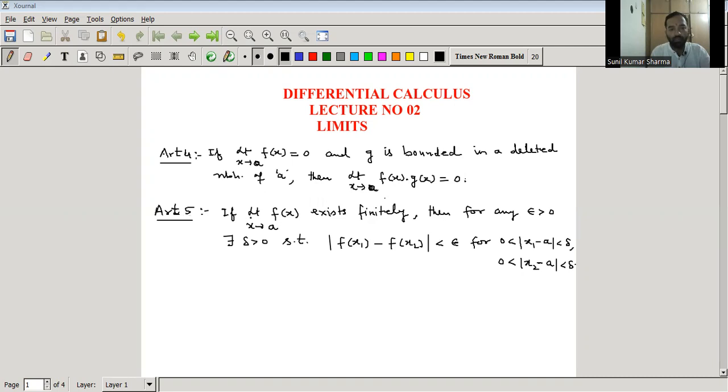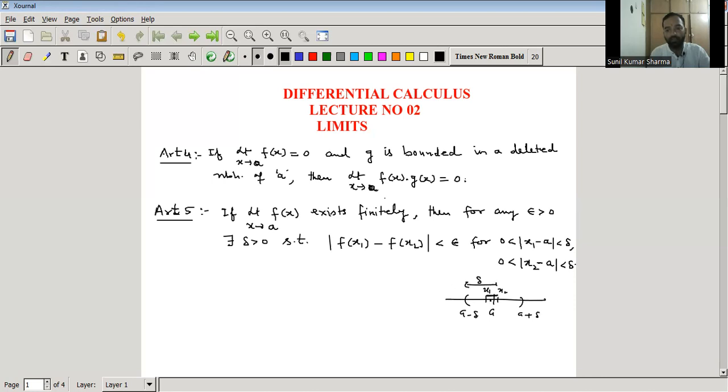Article 5: if limit x goes to a, f(x) exists finitely, then for any epsilon greater than 0, there exists delta greater than 0 such that mod f(x1) minus f(x2) is less than epsilon for 0 less than mod x1 minus a less than delta and 0 less than mod x2 minus a less than delta. So if we take any two points in the neighborhood of a minus delta and a plus delta, if I take x1 here and x2 here, and the distance between x1 and x2 is less than delta, this is my delta.